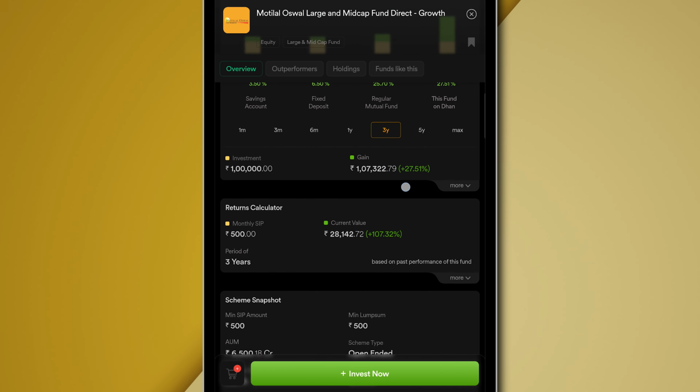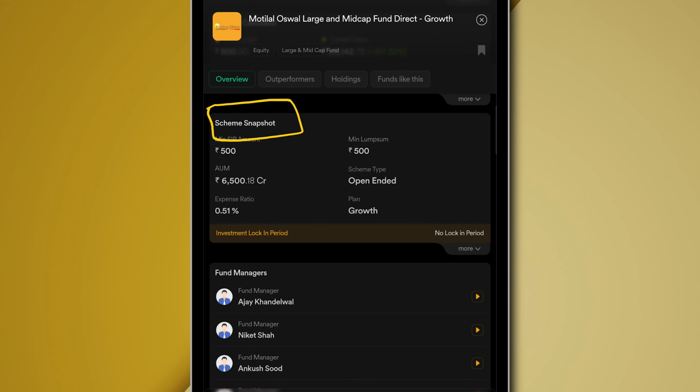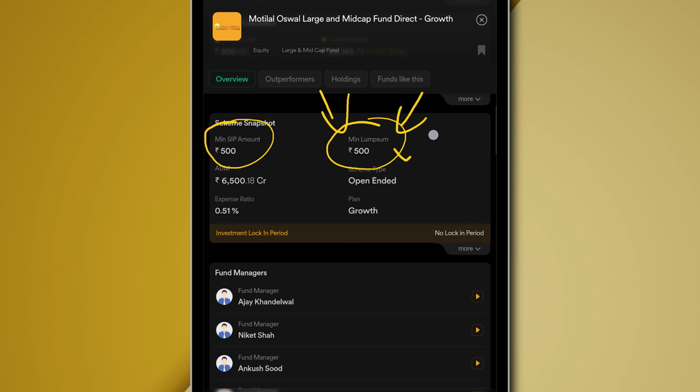There are various fund performance visualizations over here, but I'm going to jump straight to the scheme snapshot because that is important before I make an investment. Different schemes have different amounts of lump sum and SIP amounts that they accept. If you want to make a lump sum investment, this fund allows you to invest with just 500 rupees, one-time. I have seen funds which even demand a minimum of 5,000 rupees. And if you're doing a SIP in this fund, the monthly or whatever cadence of SIP you set could again be as low as 500 rupees.